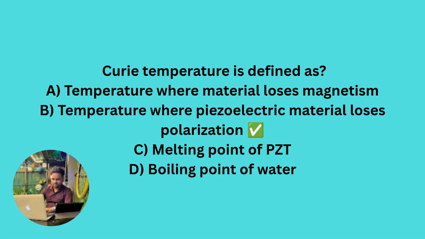A. Temperature where material loses magnetism. B. Temperature where piezoelectric material loses polarization. C. Melting point of PZT. And D. Boiling point of water. The answer is B. Temperature where piezoelectric material loses polarization.